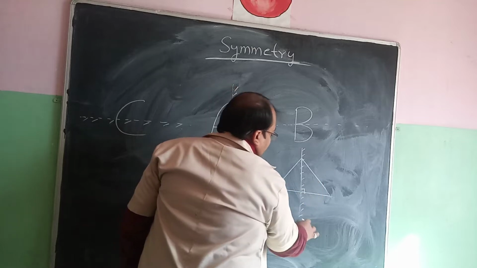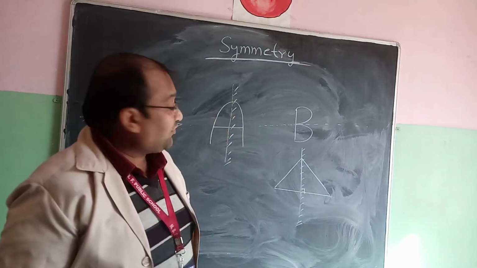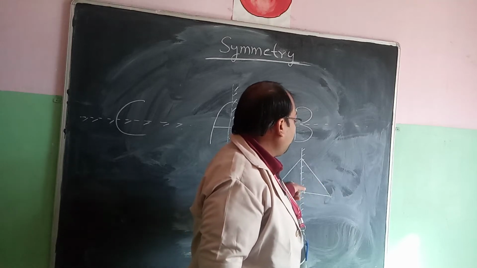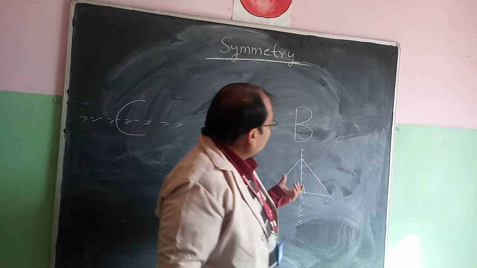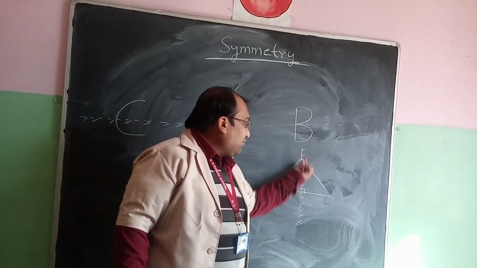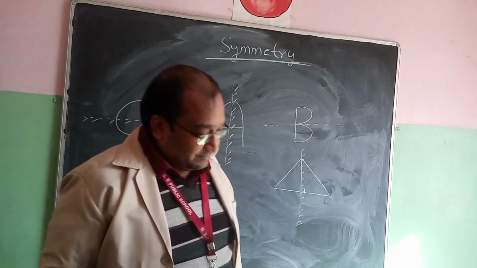An isosceles triangle has the line of symmetry because these two triangles are congruent. These two triangles are same. So this line along the altitude or median is the line of symmetry in an isosceles triangle.